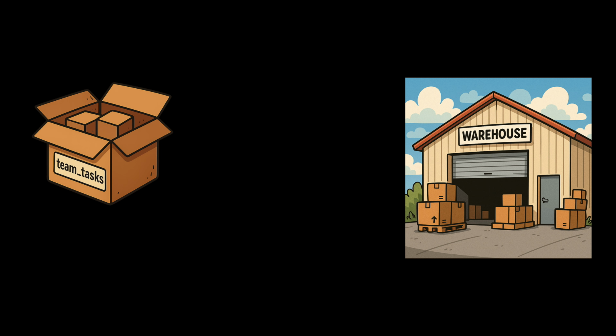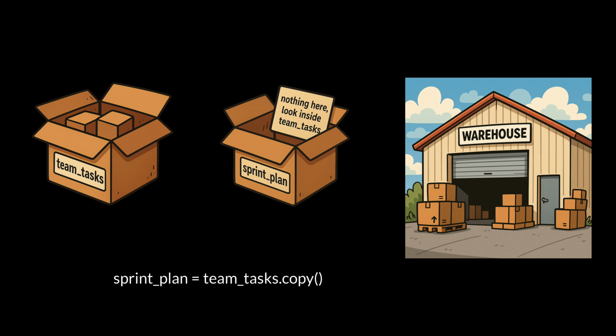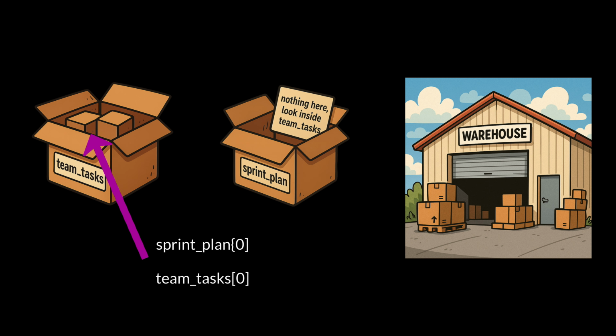So team tasks was a box containing 2 other boxes, the inner lists. When we created a shallow copy, we created a new main box, sprint plan, but we filled it by pointing to the exact same 2 inner boxes. We copied the references, not the nested objects themselves. When we grabbed sprint plan sub-0, we were grabbing the very same inner box that team task sub-0 points to. A shallow copy is only 1 level deep.